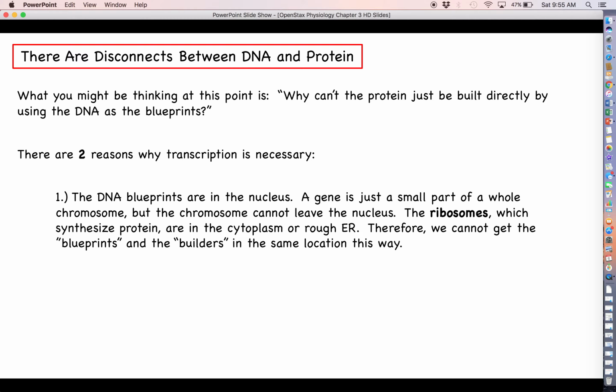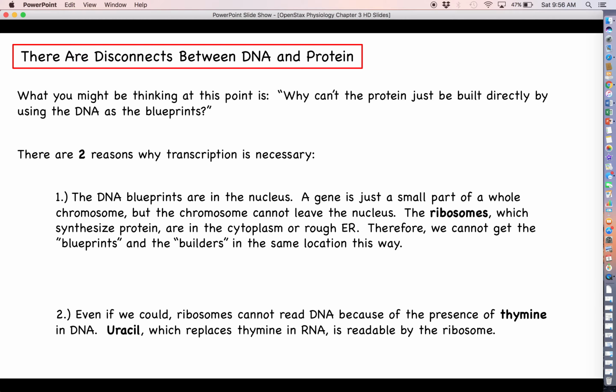So, in this way, there's not really a way to get the builders and the blueprints in the same location, right? This is what messenger RNA is going to do for us. Basically, we make a little copy of the DNA. It's not a whole chromosome, it's just a short little copy of that particular gene, and we can export it out of the nucleus and get it to the builder. We can get that messenger RNA to the ribosome, whereas we couldn't get the whole chromosome to the ribosome, right?